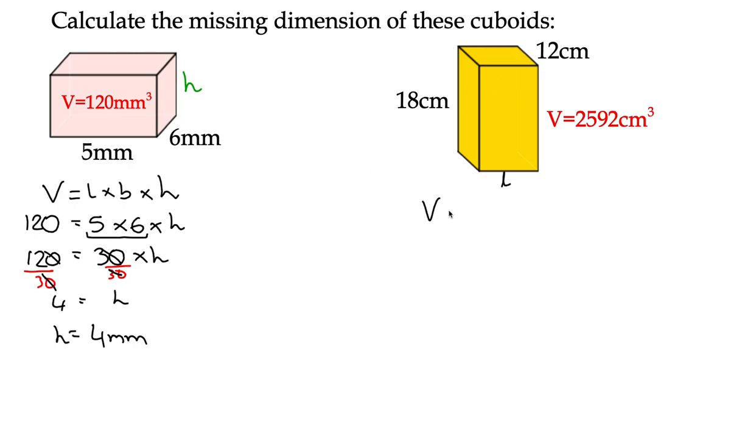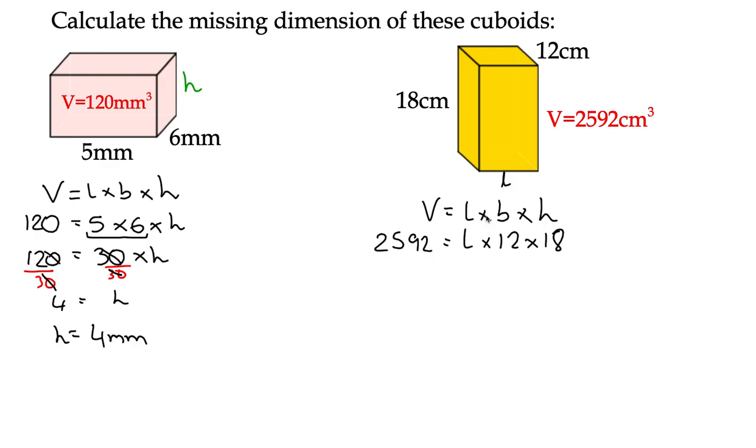So let's write down the formula. V equals L times B times H. So there we go. So what do we know? We know that the volume this time is 2,592. That goes on the left with the V. L we don't know. The breadth is 12 and the height is 18. So we don't know this number here.